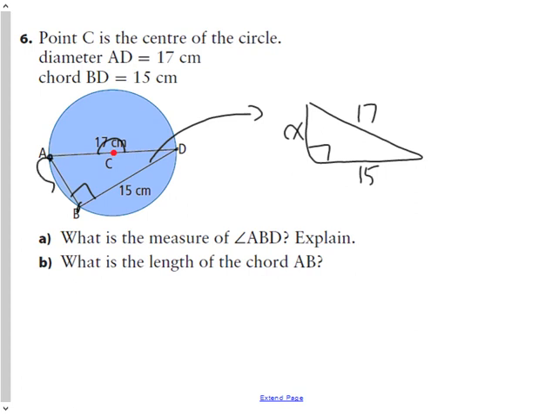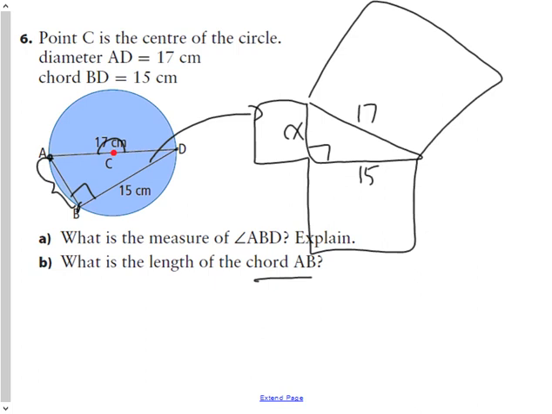This chord length, the chord length AB, would actually be one of the legs of a right triangle. So what I'm going to do is simply draw squares onto my right triangle. 15 squared is 225. 17 squared is 289. 289 take away 225 is 40, 50, 60, 64. And if the area of the square attached to that chord AB is 64, then the side length must be the square root of that, which makes chord length AB 8 centimeters long, or the square root of 64.